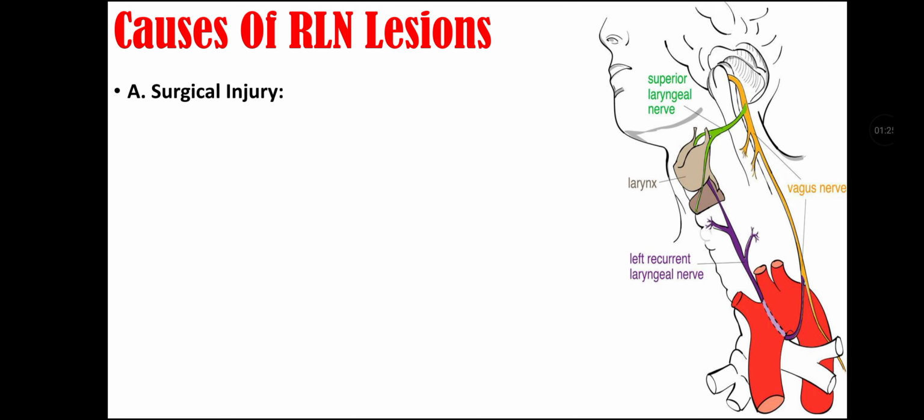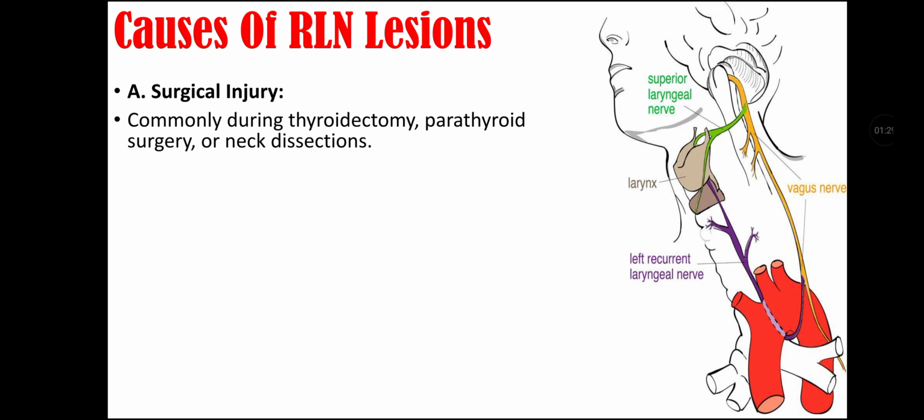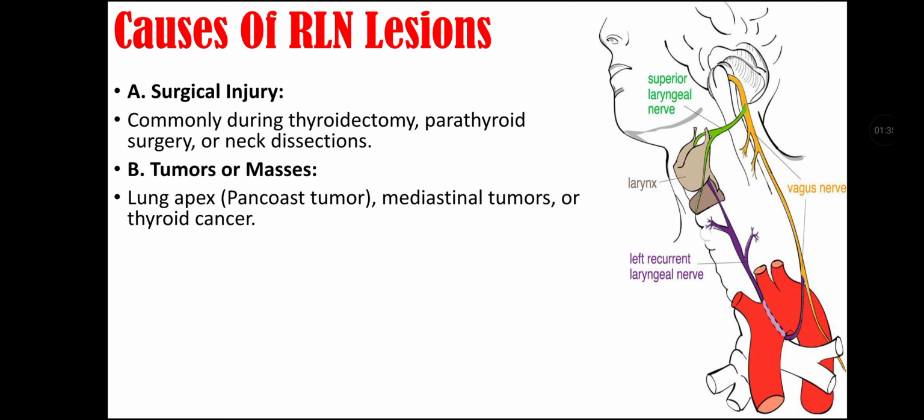Causes of recurrent laryngeal nerve lesion. First is surgical injury, that is common during thyroidectomy, parathyroid surgery, or neck dissection. Second cause is tumor or masses, as lung apex, that is Pancoast tumor, and mediastinal tumors or thyroid cancer can affect recurrent laryngeal nerve or can cause recurrent laryngeal nerve lesions.